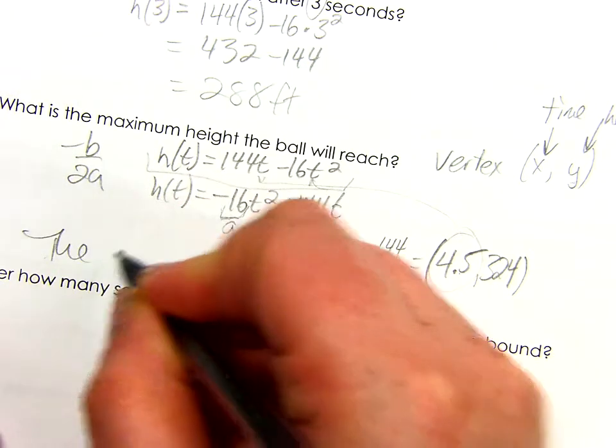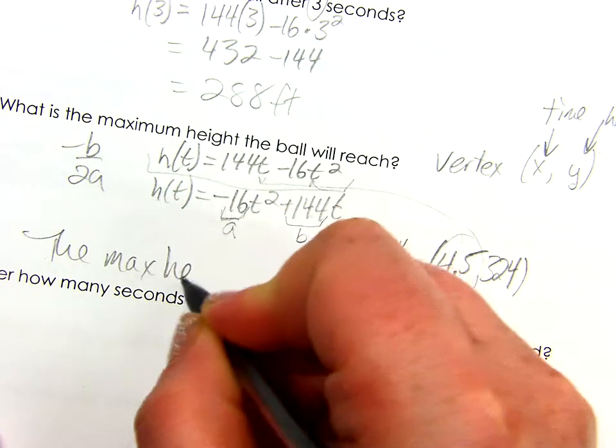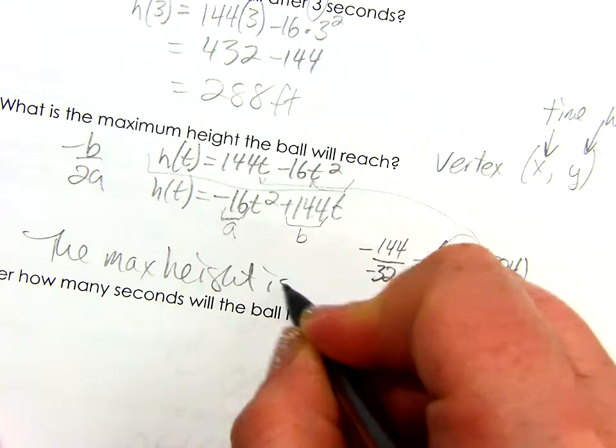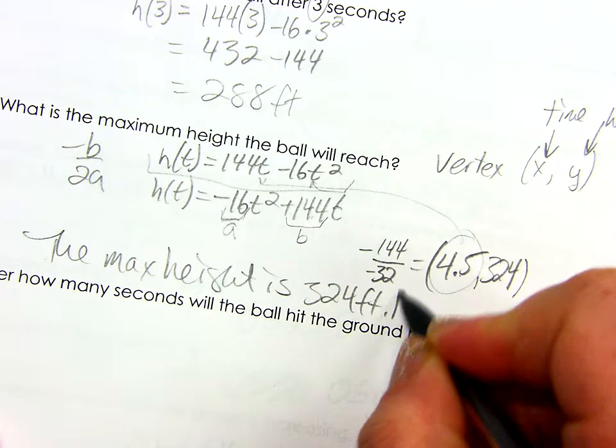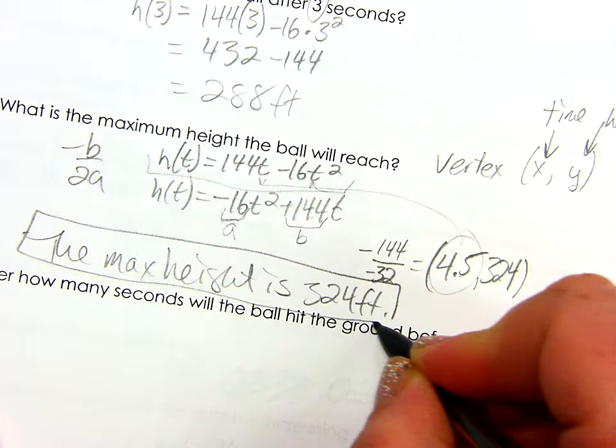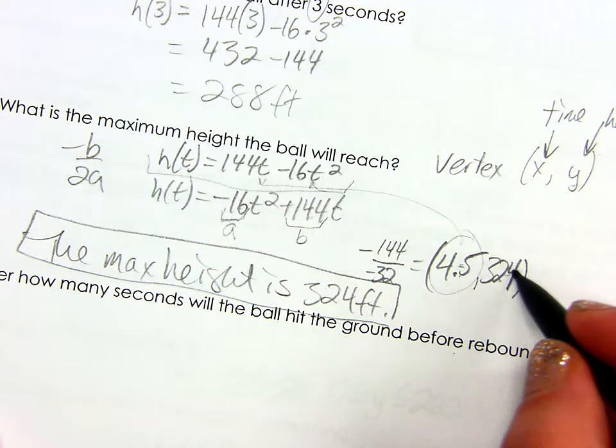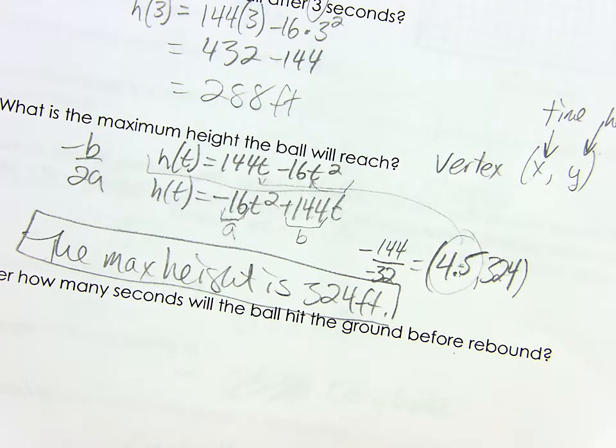Make sure you don't just give me the number 4.5, because that's not really anything. That's the point. You should say the max height is 324 feet. I need to know that you know which of these numbers is the important one.